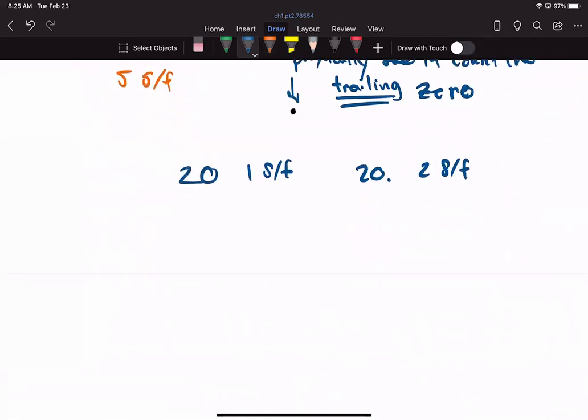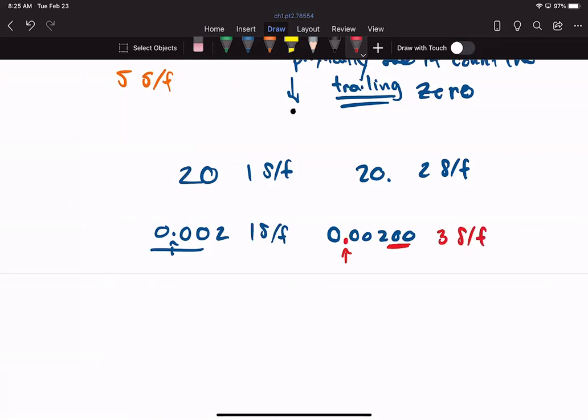Again, how about something like this? 0.0002. How many significant figures? Well, I see that there's a decimal here, but I don't see any trailing zeros. Leading zeros, we've already discussed them. Well, they don't count. 1 significant figure. 0.00200. Oh, well, now I have some trailing zeros. I see the decimal point. I physically see it. I have to count the trailing zeros. 3 significant figures.